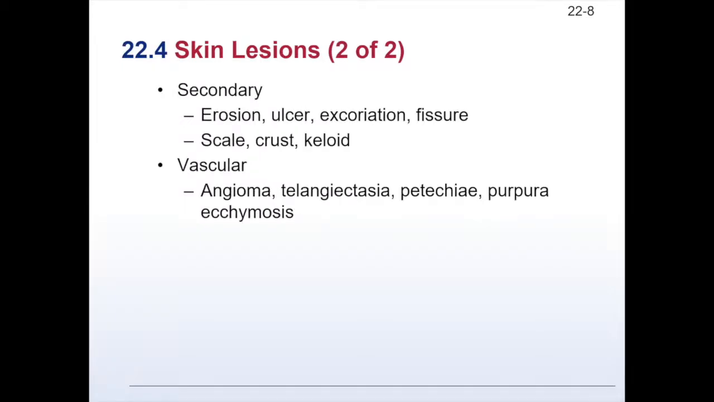Secondary skin lesions. Secondary lesions are caused by a reaction to external trauma, the healing process, or primary lesions. They include erosion, ulcer, excoriation, fissure, scale, crust, and keloid.